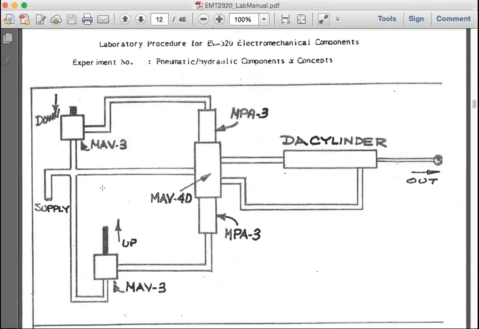So we will activate one push button at a time, and when you release, you analyze what happens when you activate the other one. Okay, so that said, when you look at this diagram, let me go into the handout.